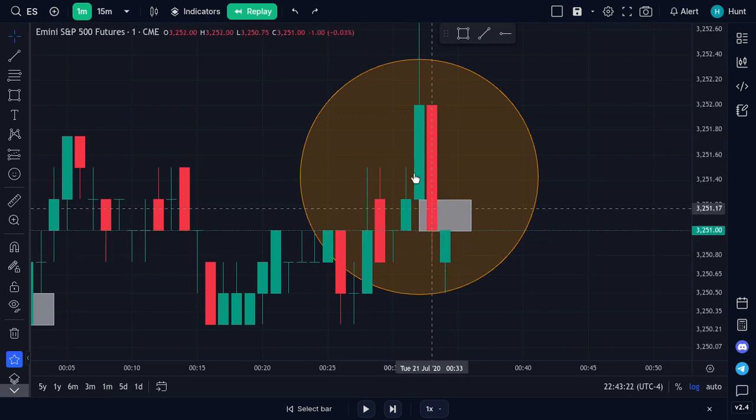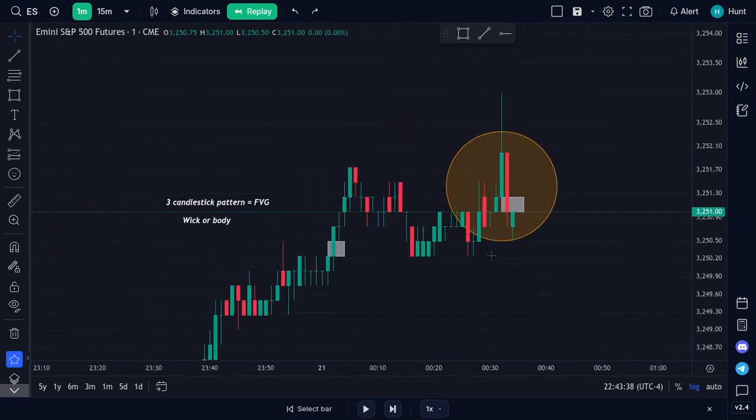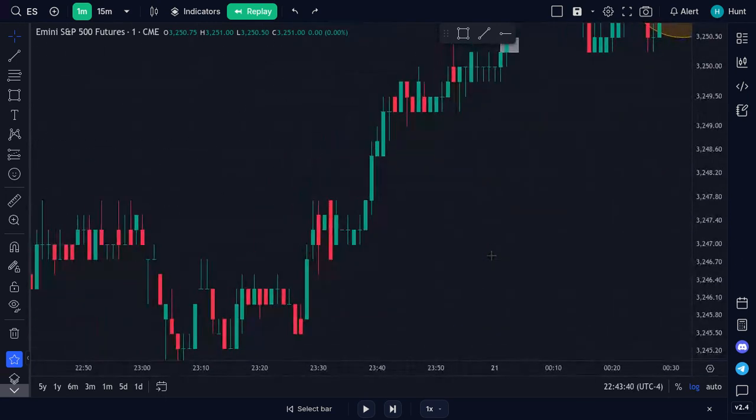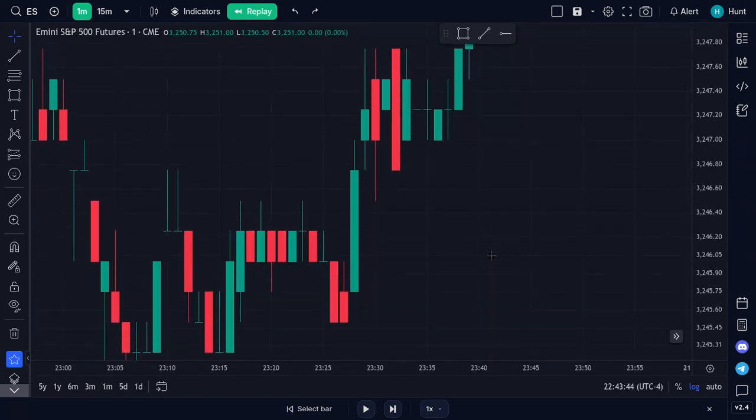All right, it's actually way simpler than you think once you break it down into the 3 candlestick formation. 3 candlesticks create a fair value gap, and it's the gap between the first candle's wick or body and the 3rd candle's wick or body. So we're going to find one more example, and actually I already found an example right here.